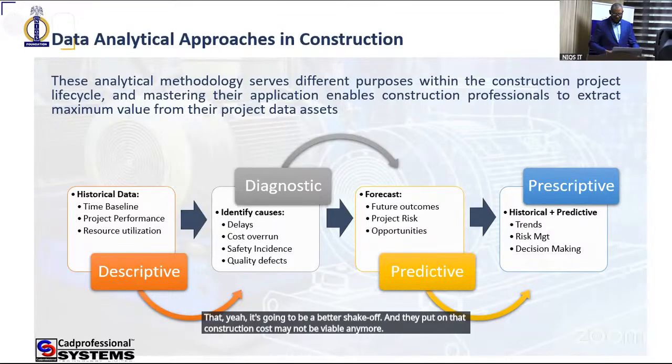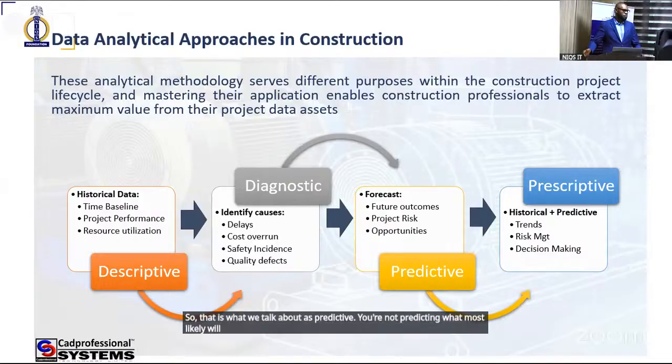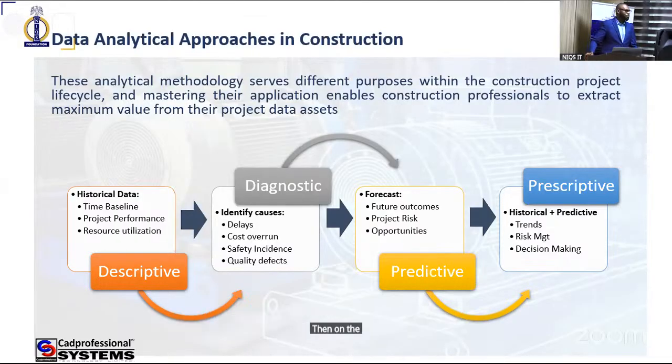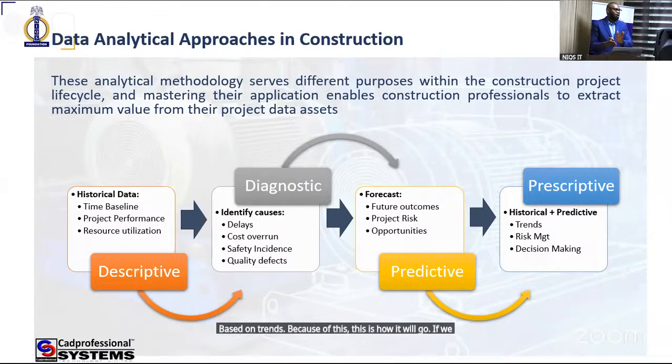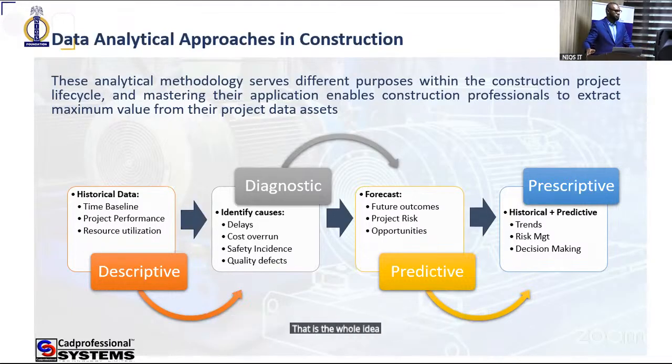So that is what we talk about as predictive. You are predicting what most likely will happen. Then on the prescriptive, having predicted it, you have to prescribe based on trends. Because this is how it will go. If we go like this, we'll be able to avert this. That is the whole idea about data.